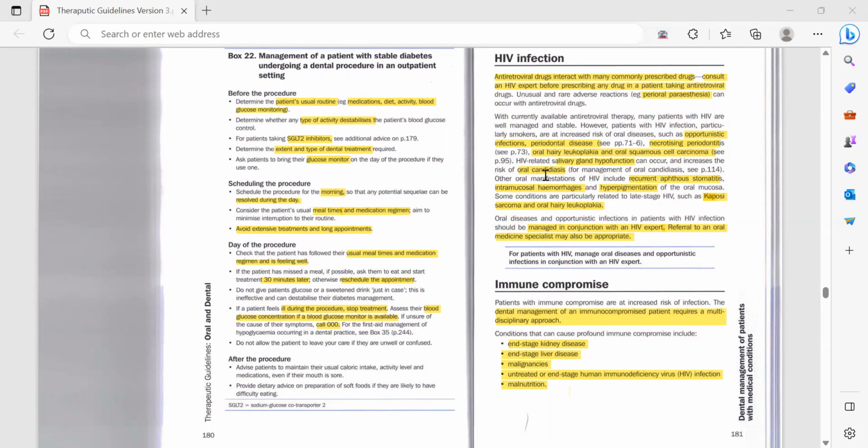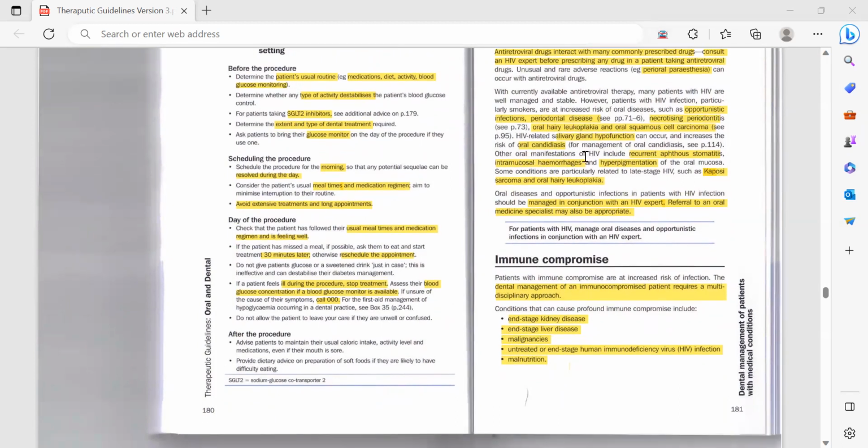very high. Other oral manifestations of HIV would be recurrent aphthous ulcers, intramucosal hemorrhages, and hyperpigmentation of the oral mucosa. Some conditions are particularly related to late-stage HIV, such as Kaposi sarcoma and oral hairy leukoplakia.